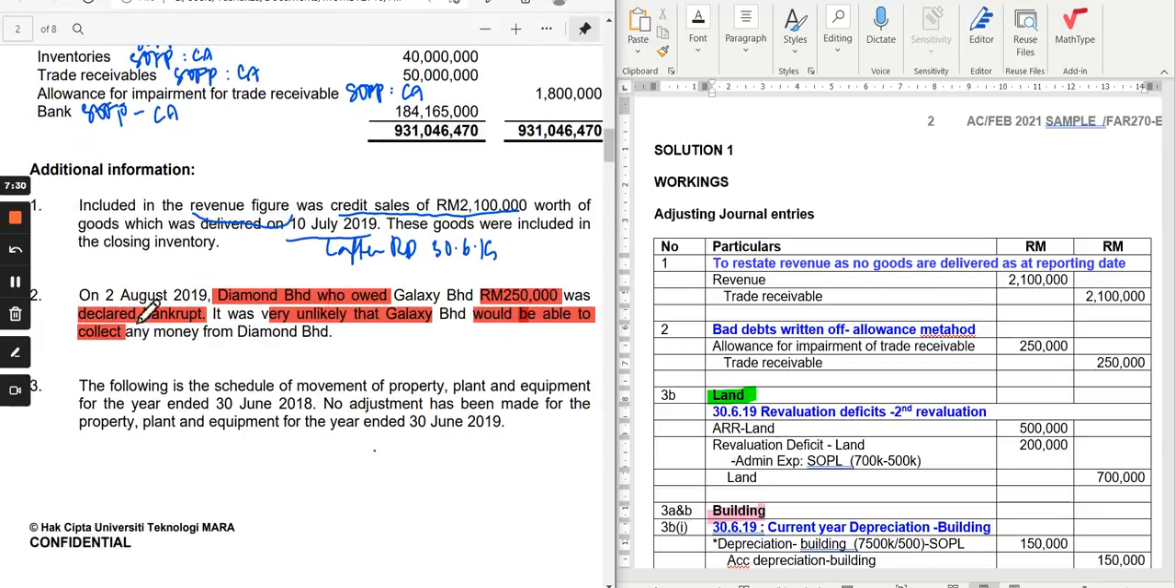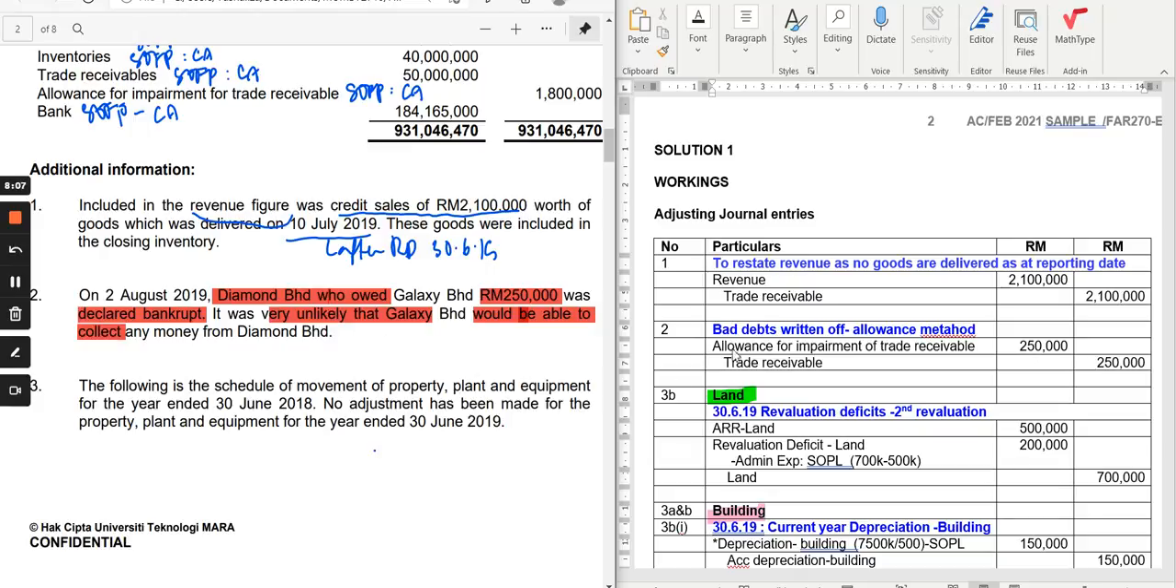Next, second one, 2nd of August, Diamond, which is your customer, owed Galaxy 250,000, was declared bankrupt. That was one of the reasons that you will normally write off accounts receivable as bad. And you are informed that it was very unlikely that Galaxy, which is the reporting entity, would be able to collect any money from Diamond. So normally when you are able to collect, you will still go and collect from them. But here it was unlikely, and that is going to be written off as bad.